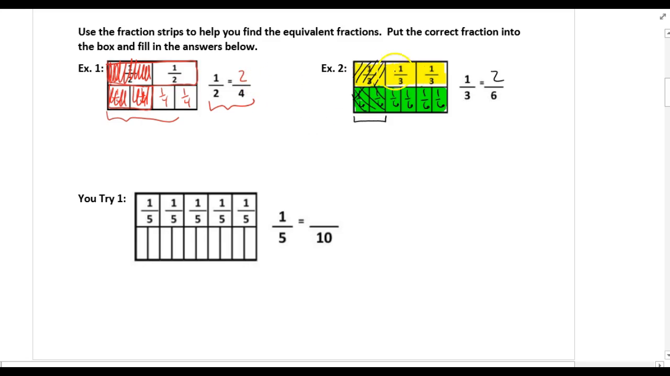If you look now, if you take the top rectangle, you notice that box there is the same size as 2 of the 6 put together. So what I want you to do is pause the video, and I want you to try the next one on your own.